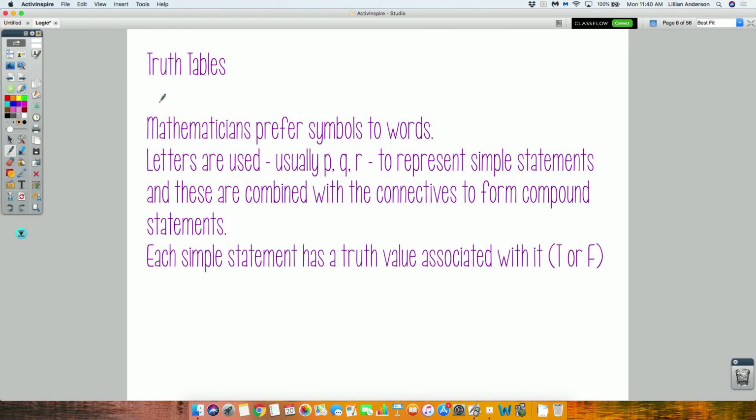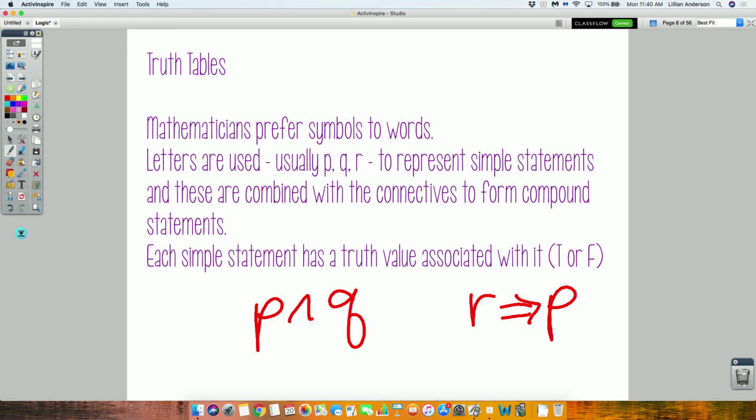truth tables. This is where you'll see these symbols come in, and this is where you're going to compare these simple statements. As you know, mathematicians use symbols compared to words. When you're looking at some of these simple statements, they will be labeled Q, P, or R. Those are usually the most common variables used to represent these simple statements. They're also combined with these different connective symbols to form compound statements. So you'll see things like this, or things like this. These right here represent these compound statements.